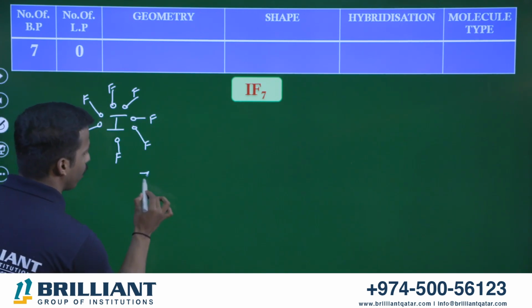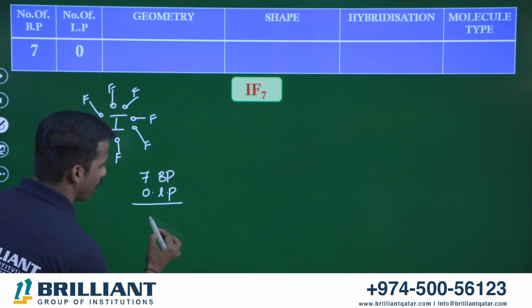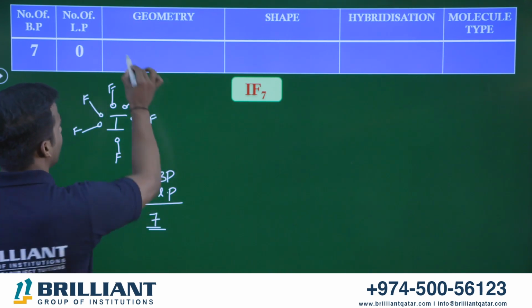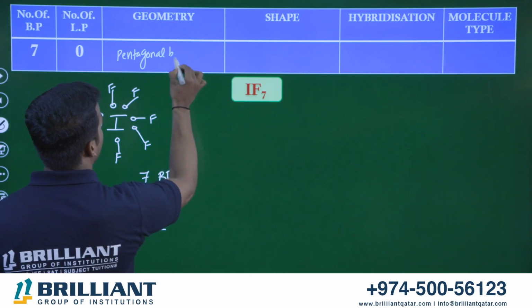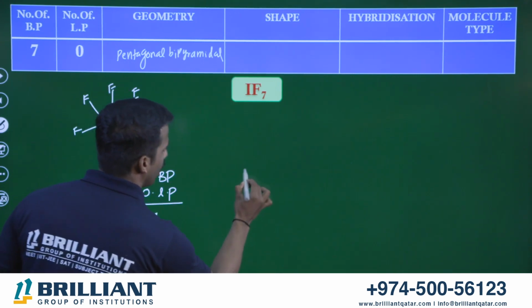Total how many bond pairs, dear all of you? 7 bond pair, 0 lone pair. Take the sum of bond pair and lone pair, 7. If it is equal to 7, we will call it pentagonal bipyramidal. Pentagonal bipyramidal.